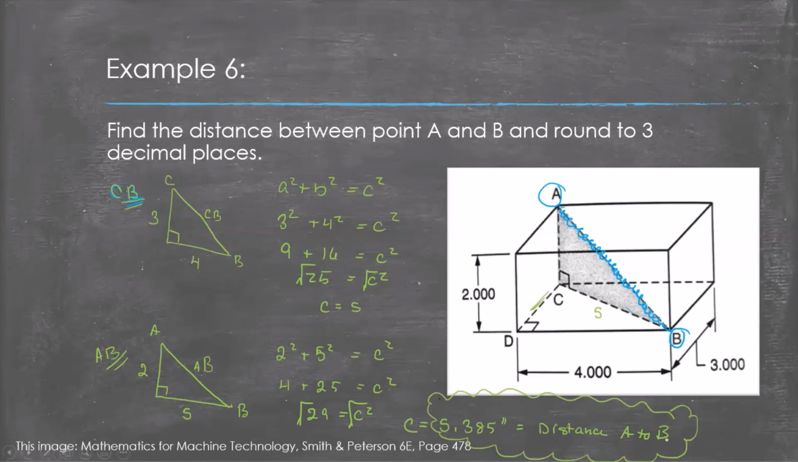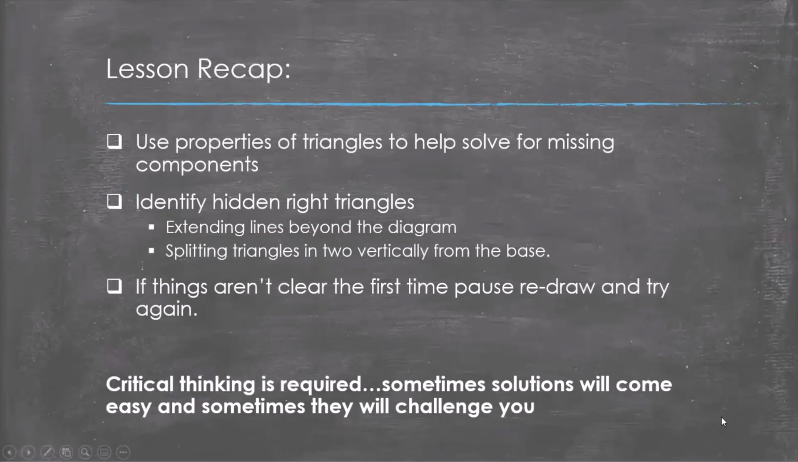There. That covers all of our examples. So a few challenging ones, a few that hopefully are a little easier, but that gives us everything we need. So for a quick lesson recap, use the properties of triangles to help you solve for missing components. So look and see, if it's isosceles, it's symmetrical. If it's an equilateral, you have all sides equal, even if they're not all labeled. Identify hidden right triangles. So sometimes you want to extend the lines beyond a diagram. In most of our cases, we found a triangle inside of the diagram, but you could also find a triangle outside and think about how would I find those pieces.